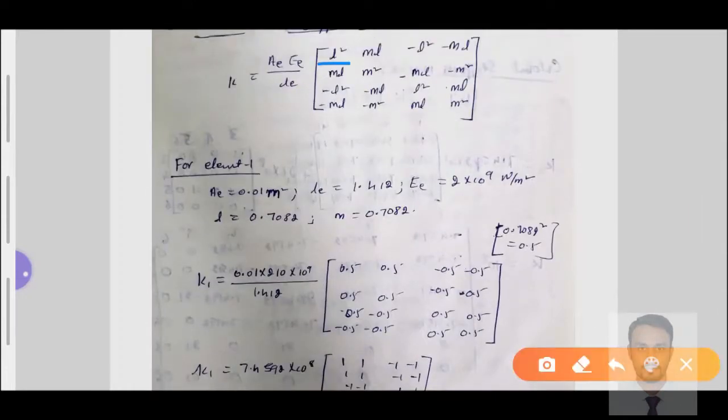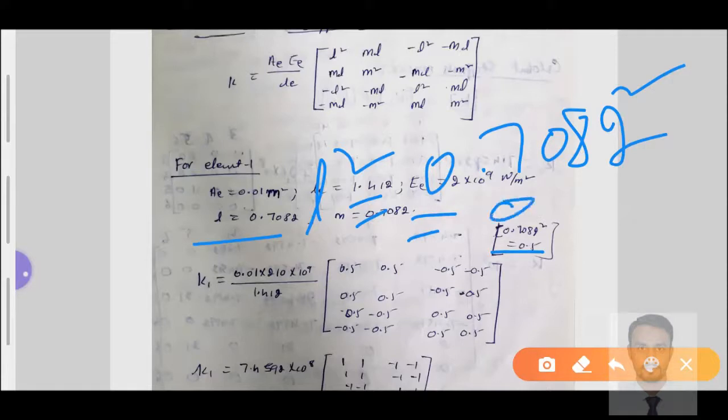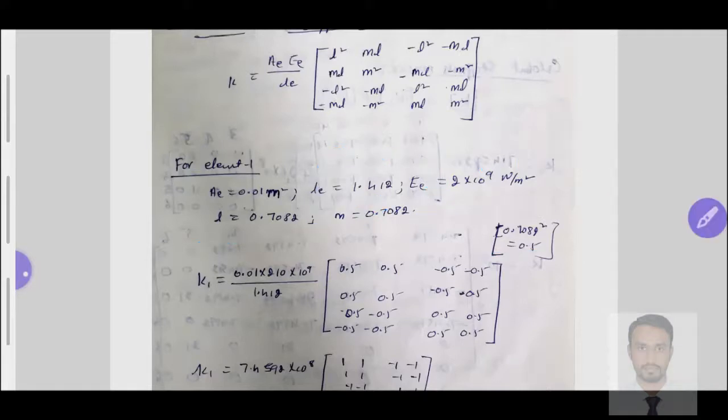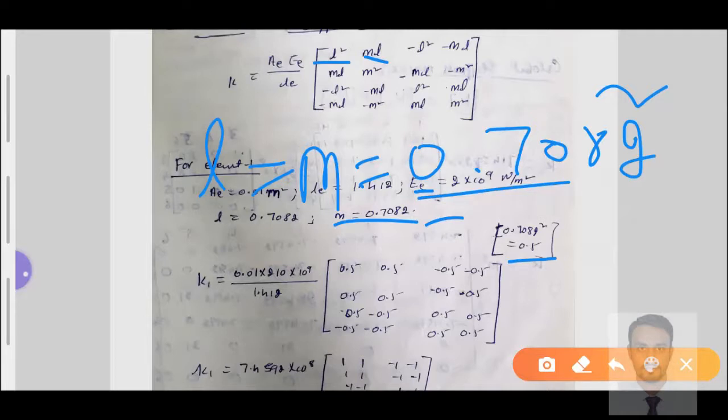You will get that here L square is equal to 0.7082 square. So that is equal to 0.5. See here, similarly m is equal to 0.7082. That means L is equal to m. L square means we have 0.5, right? So Lm is also the square of this one, that is equal to 0.5.